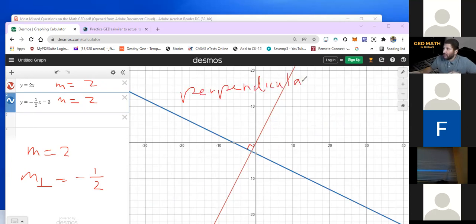So now you have a visual of why the slope is the negative inverse. Remember, for parallel lines, the slopes are the same. For perpendicular lines, it's the negative inverse, or change the sign and flip it. Okay?